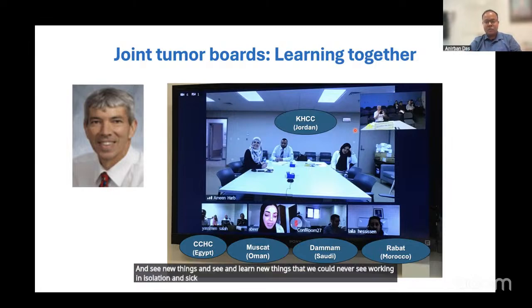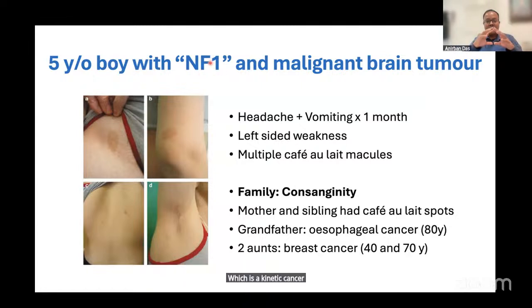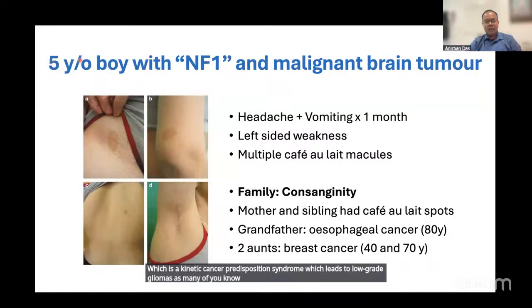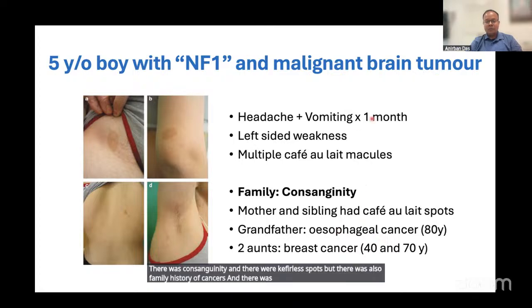And this is one of the stories that I want to share with you. This came to Eric Bouffet and Uri Tabori, who are my mentors, as a 5-year-old boy with NF1, which is a genetic cancer predisposition syndrome, which leads to low-grade gliomas, as many of you know. But this was a boy presenting at 5 years with a malignant brain tumor. There was consanguinity and there were café-au-lait spots, but there was also family history of cancers, and there was presentation with a malignant brain tumor.